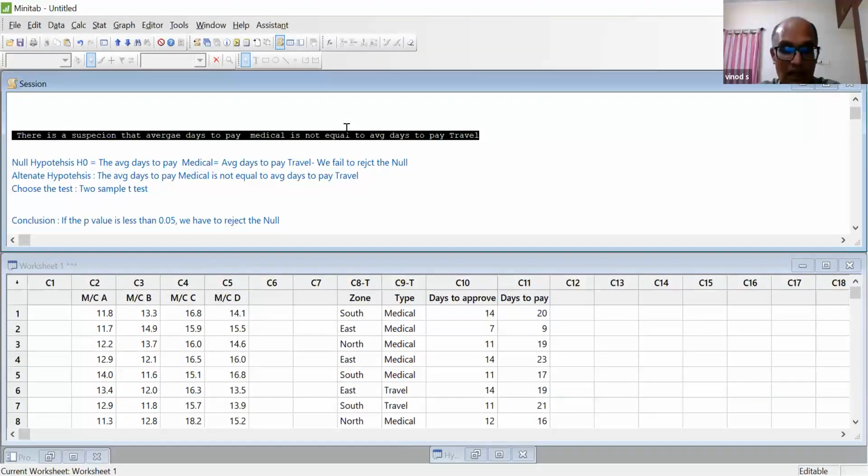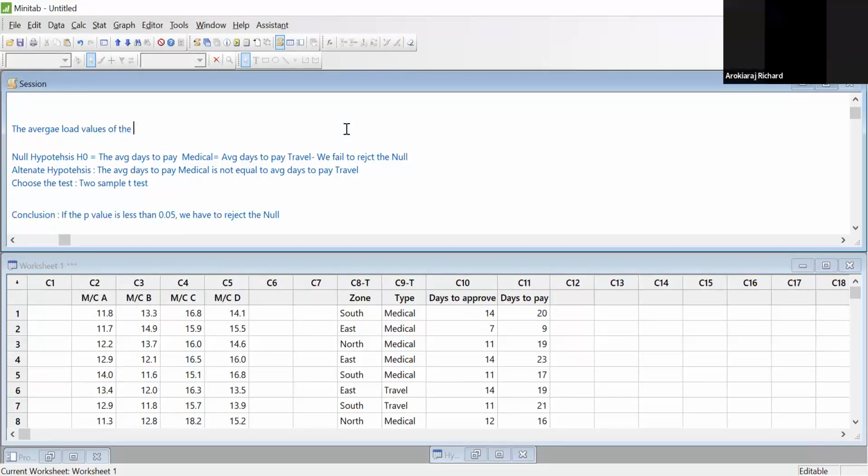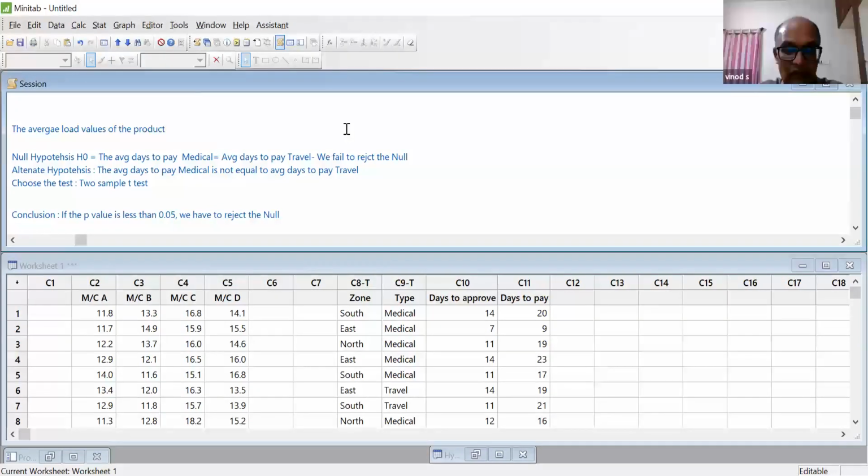So here there should be some suspicion. We are going to see the average strength value, the average load values of the product from the four different machines, right? The suspicion statement is that the machines are not equal. So the null is that they are equal, correct? Agreeing?